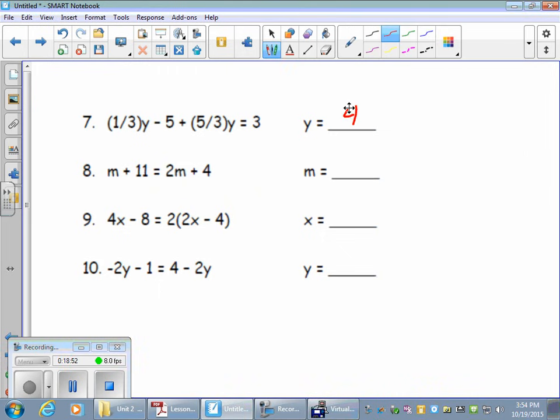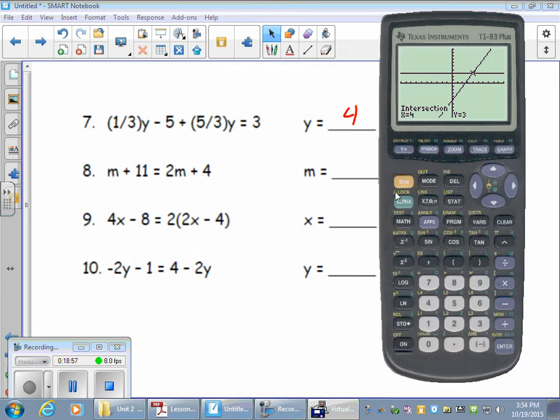Okay. All right. Now, number 8. Things are going to start getting a little tricky as we go through these. So watch carefully. Go back to y equals, clear out what you have, and let's start over. Now, the left-hand side is equal to m plus 11, so we're going to put x plus 11. And the right-hand side is equal to 2m plus 4, so we're going to type 2x plus 4. Now, you're not going to get a flat line this time because the right-hand side is not just equal to a number. We actually have an expression just like on the left-hand side. So what we're going to get here are 2 diagonal lines. And let's see if they intersect.